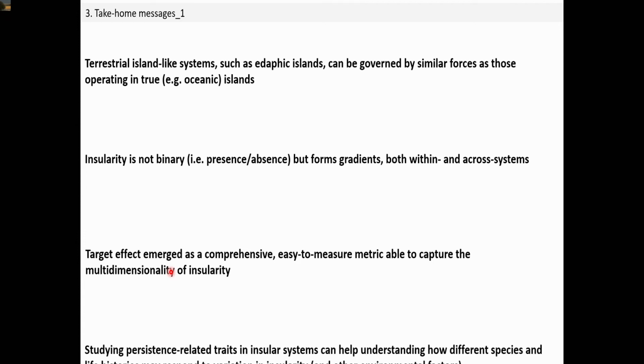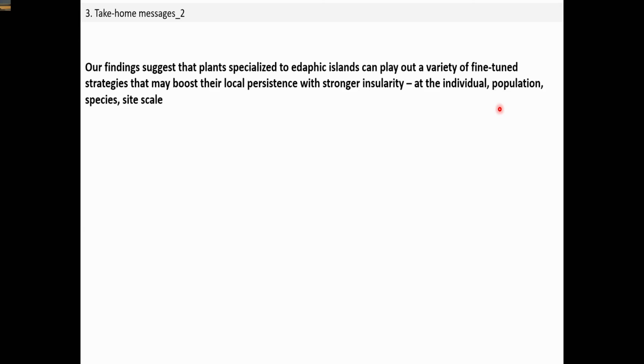And that studying persistence-related traits in insular systems can help to understand how different species and also life histories may respond to variation in insularity as well as other environmental factors. And then that our findings suggest that plants specialized to edaphic islands can play out a variety of fine-tuned strategies that may boost their local persistence with stronger insularity. And this can happen at various scales, from the individual to population to species and to site.